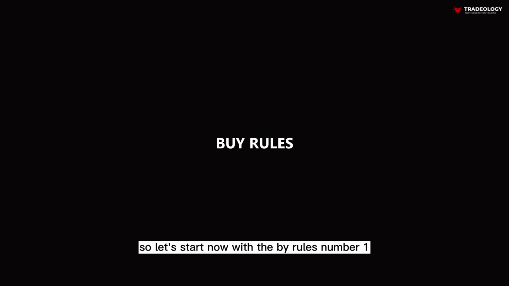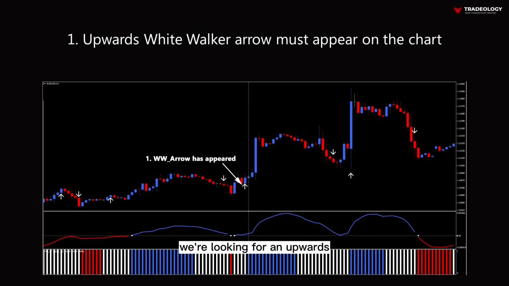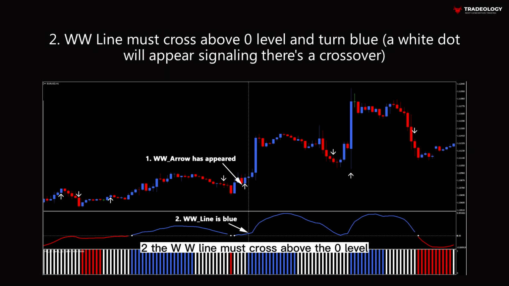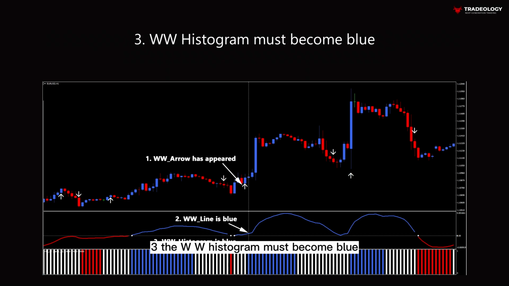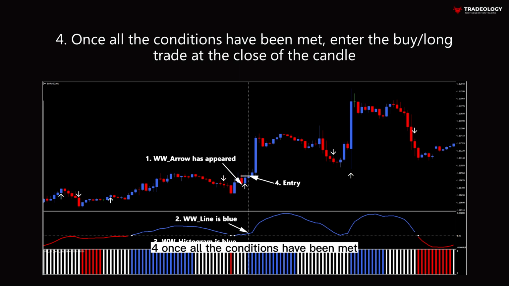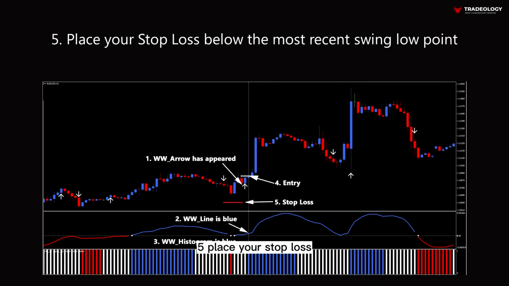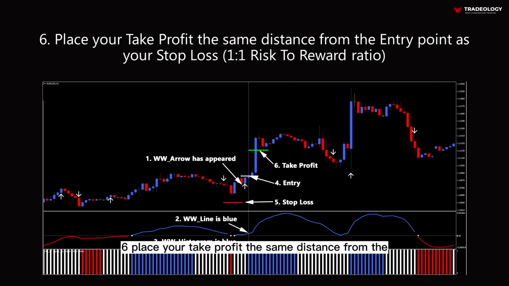So let's start now with the buy rules. Number 1, we're looking for an upwards White Walker arrow to appear on the chart. 2, the WW line must cross above the zero level and turn blue. 3, the WW histogram must become blue. 4, once all the conditions have been met, enter the buy or long trade at the close of the candle. 5, place your stop loss below the most recent swing low point. 6, place your take profit the same distance from the entry point as your stop loss for a 1-to-1 risk to reward ratio, as indicated in the image.